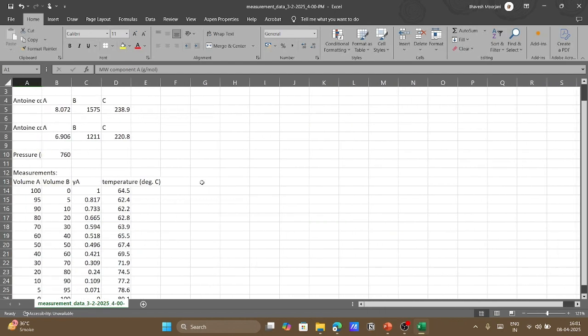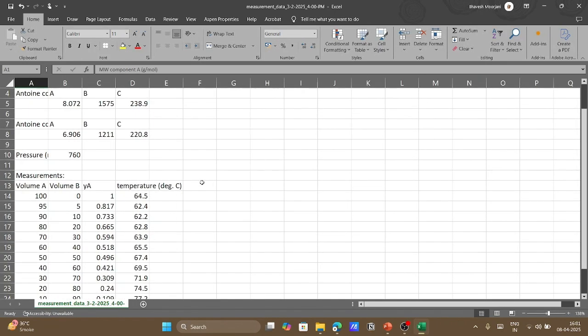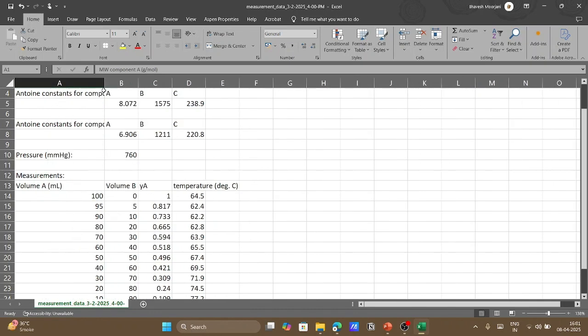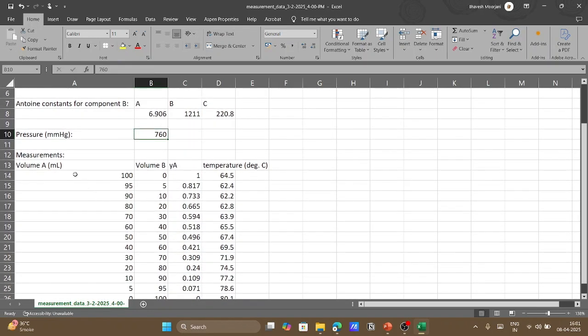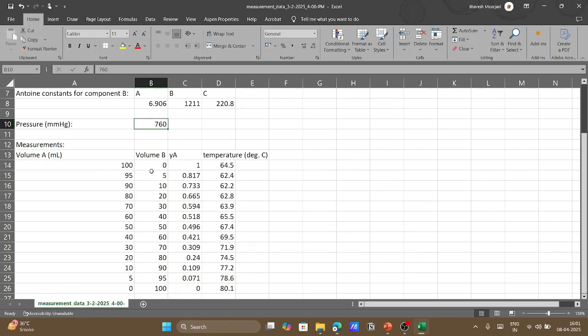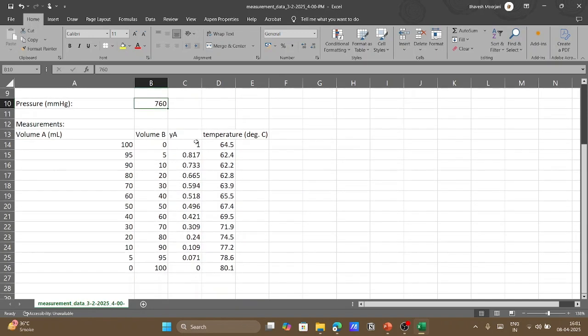So these are our experiment's data. You have Antoine's parameters for component A and B. The pressure value: it was done at 1 atmosphere, 760 mm Hg. Then the initial composition that we put into our boiling flask, and the corresponding vapor fraction that we observed at the equilibrium temperature value, right?